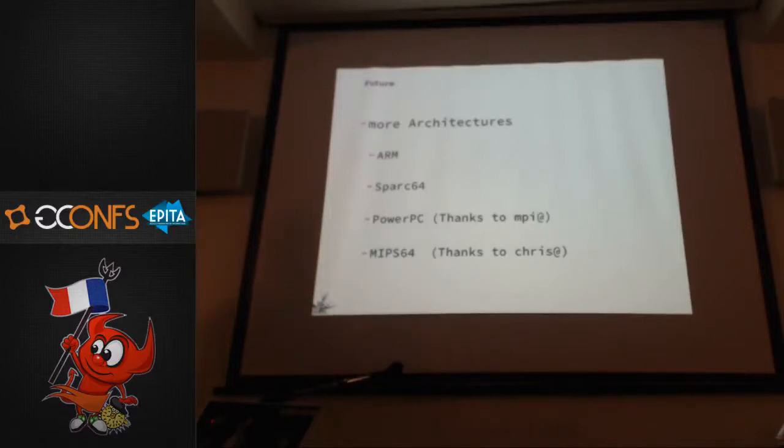And ARM and Sparc64 we have in our lab. Thanks to MPI and Chris at OpenBSD, they sent me two machines and a PowerPC G5 system, which is being prepared to get into the system. I got a MIPS64 machine from Chris, which is also pretty interesting. So from the alignment perspective and from the strictness in the memory, we have good test coverage, a good hardware coverage at the moment. And the next step is to integrate these systems.